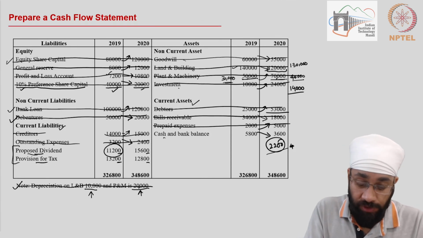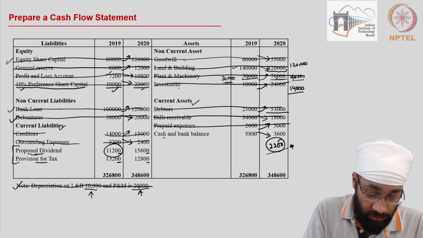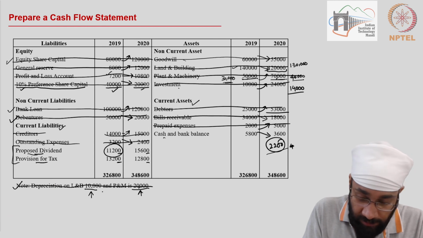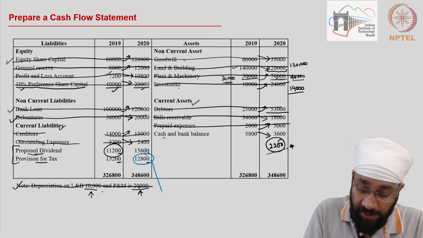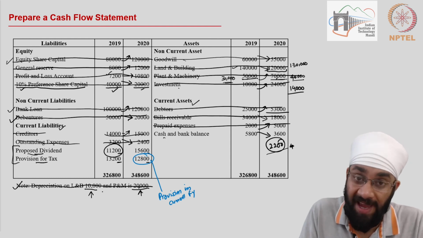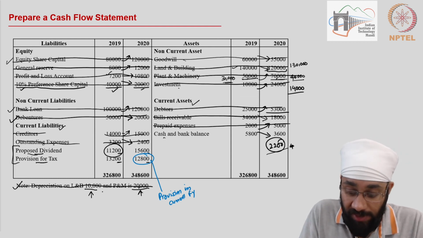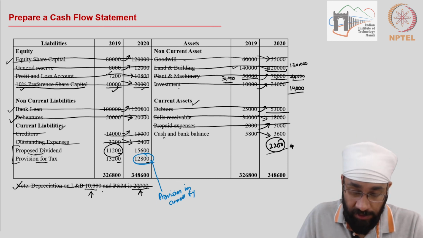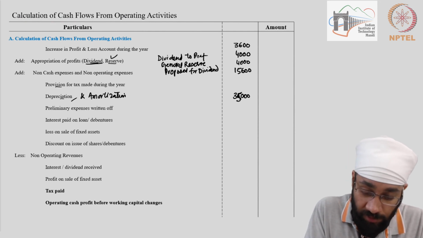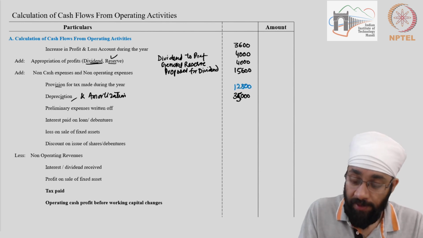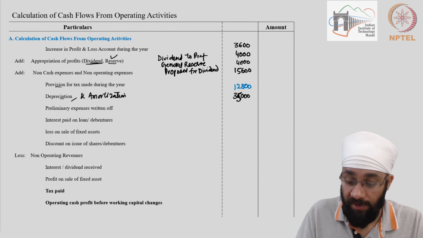Alright, likewise, provision for tax, we are going to do the same thing. We are going to assume that this balance here, 2020 balance, is the provision that was created in this year. Provision in current financial year, which means this is the non-cash item. So 12,800 was money set aside, not actually paid. So we are going to add this back. So 12,800 is the provision for tax made. So the amount is 12,800. I'll write it here.